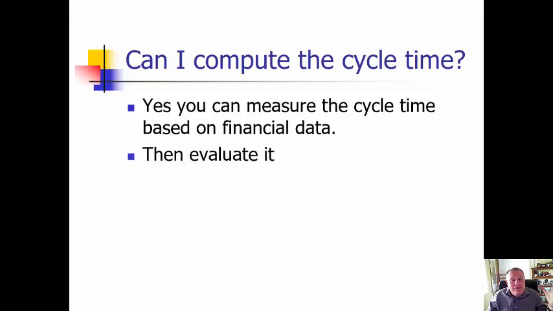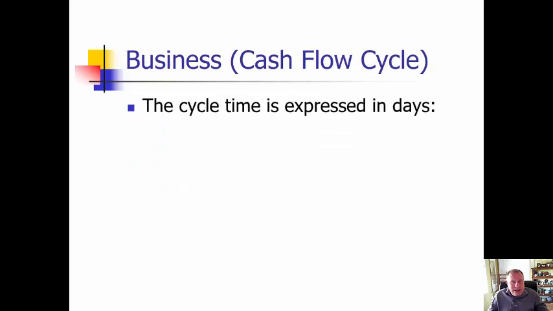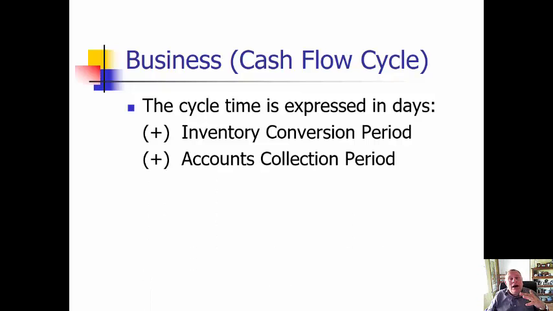Once you compute it, you can evaluate it, and you can do two things with it. You can see how much working capital you need, if you have enough cash to run the cycle, but you can also identify opportunities for improvement. If part of the process is slow, perhaps you can speed it up, but you need to understand it. First, you measure. It's expressed in days, and it starts with the inventory conversion period. How long does it take to get from buy the beans to roast the beans? Then, accounts collection period. How long will it take to collect those funds once you sell it?